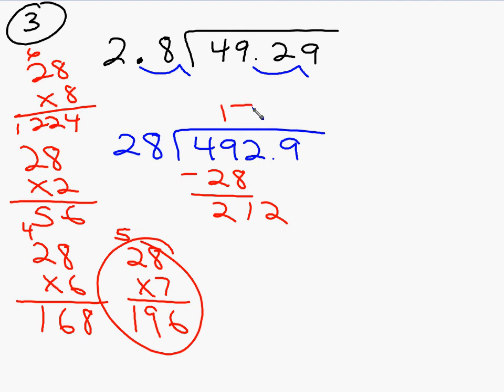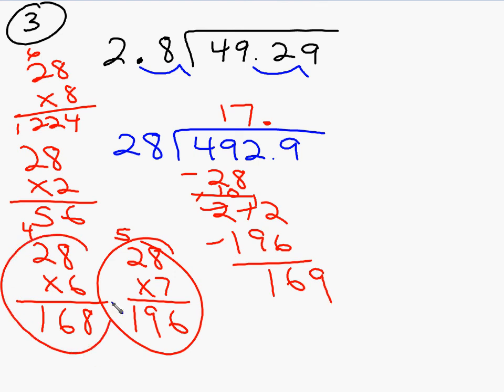I put 7 there. Remember, we just bring up this decimal. That's all we have to do with it. 7 times 28 is 196. We just calculated that. And I subtract. 6 is 6. 10 minus 9 is 1. Down 1. Now I'm dividing 28 into 169.